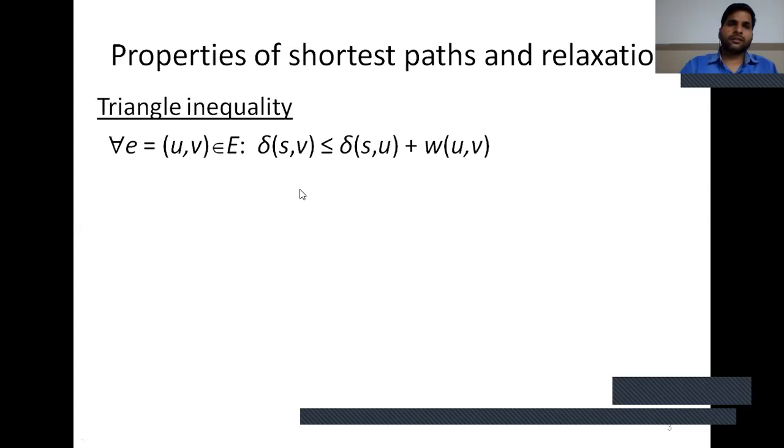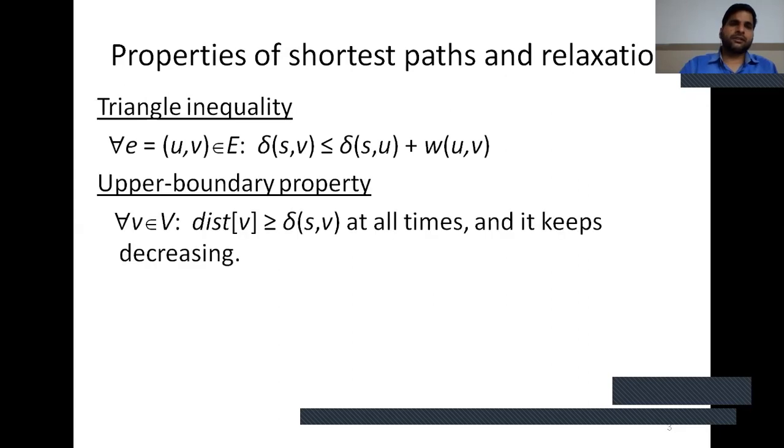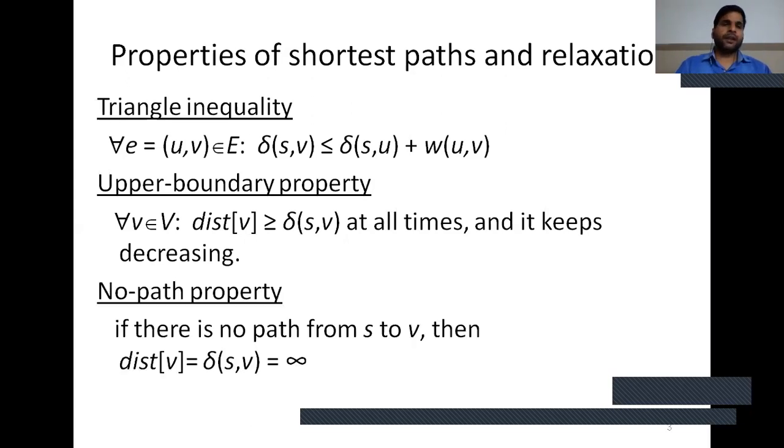Now next we discuss the Bellman-Ford algorithm. Similar properties of shortest path, like relaxation using the triangle inequality, upper bound property, and no path property. According to the triangle inequality, for every edge (u, v) element of E, delta(s, v) is less than or equal to delta(s, u) plus w.